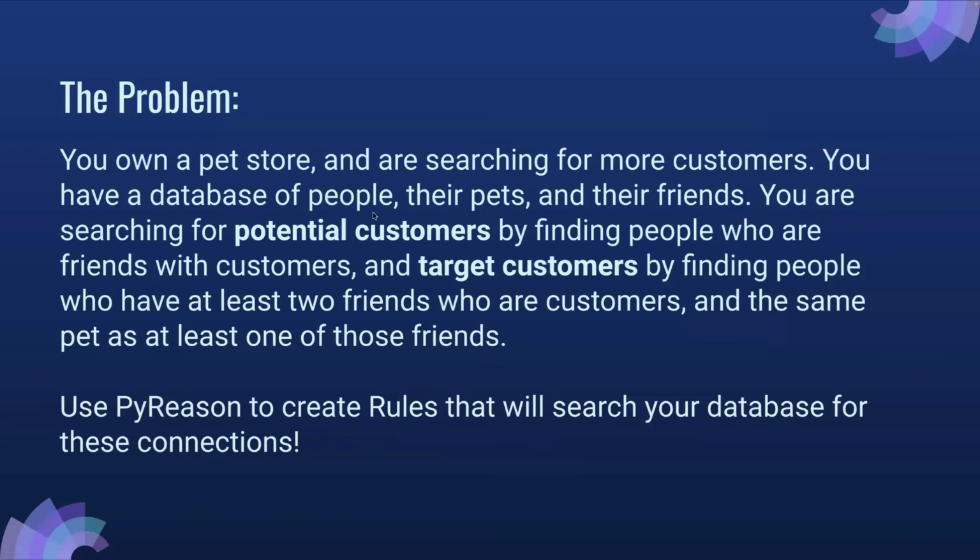So we're looking for potential customers, which are basically the friends of your current customers. And then target customers are people who have multiple friends who are already customers and the same pet as someone, at least one of those friends. So I'm going to show you how to use PyReason to create rules, facts, and annotation functions that will search and traverse your database, making these connections and then giving you answers as to what people in your network are potential customers and what people are target customers.